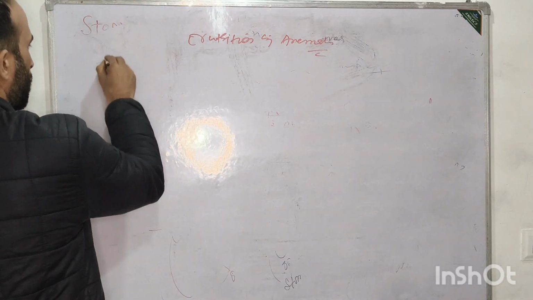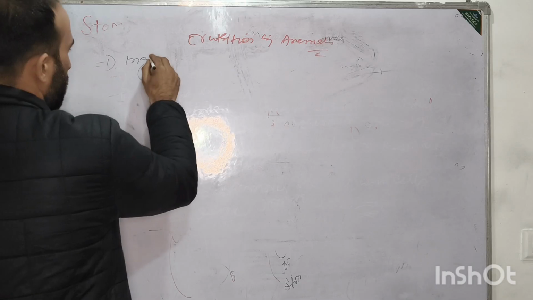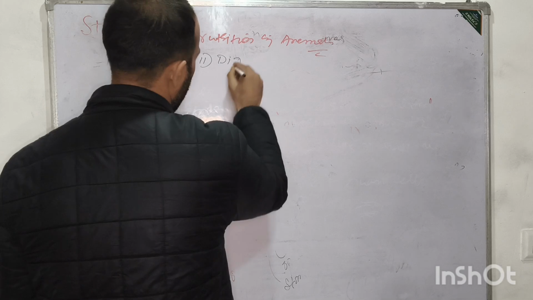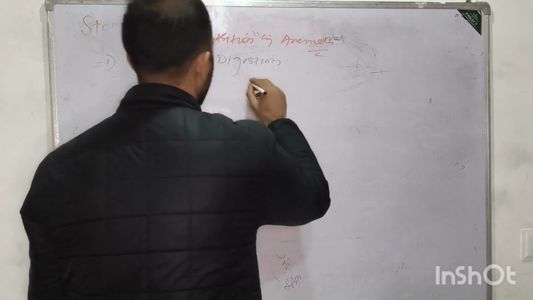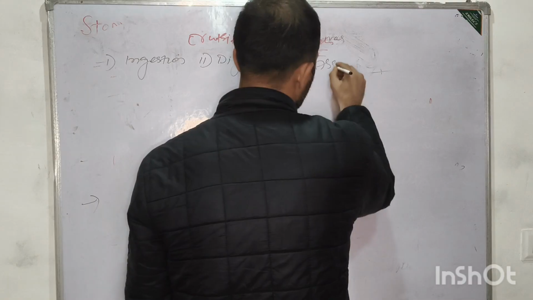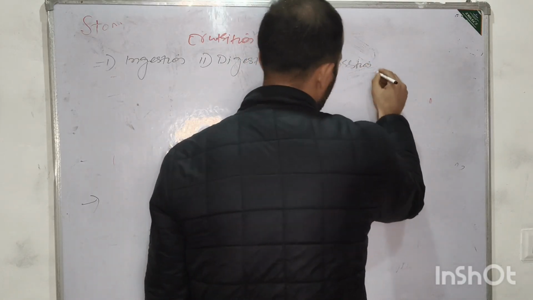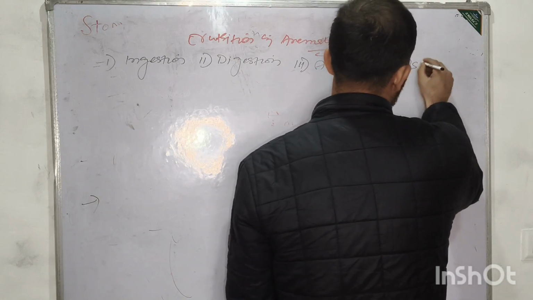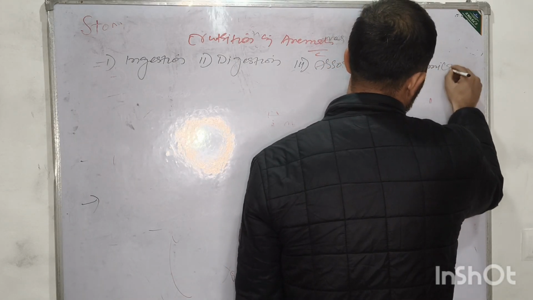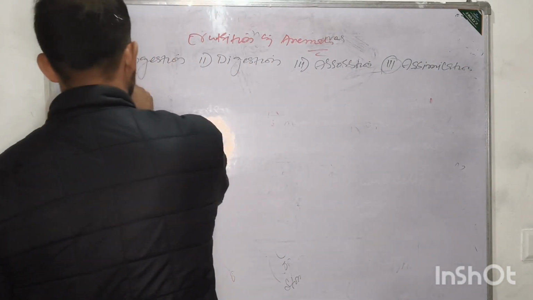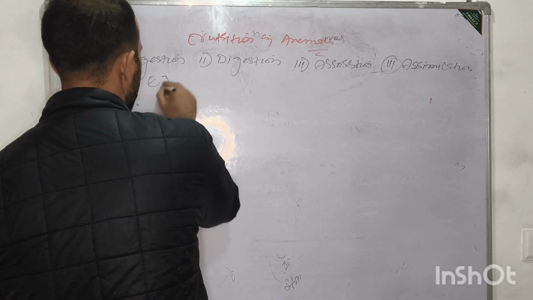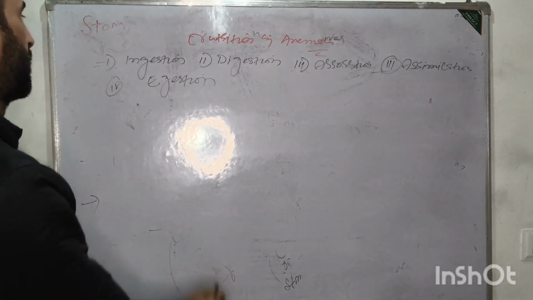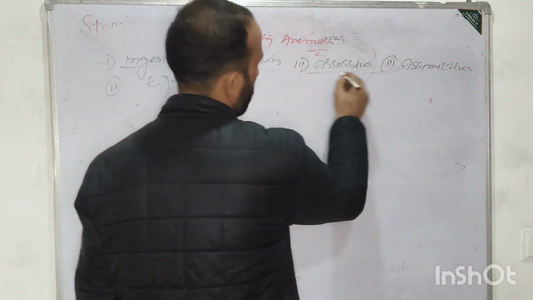These steps are: the first step is ingestion, the second is digestion, the third is absorption, the fourth is assimilation, and the fifth is egestion. These are the 5 basic steps of nutrition which take place in animals.